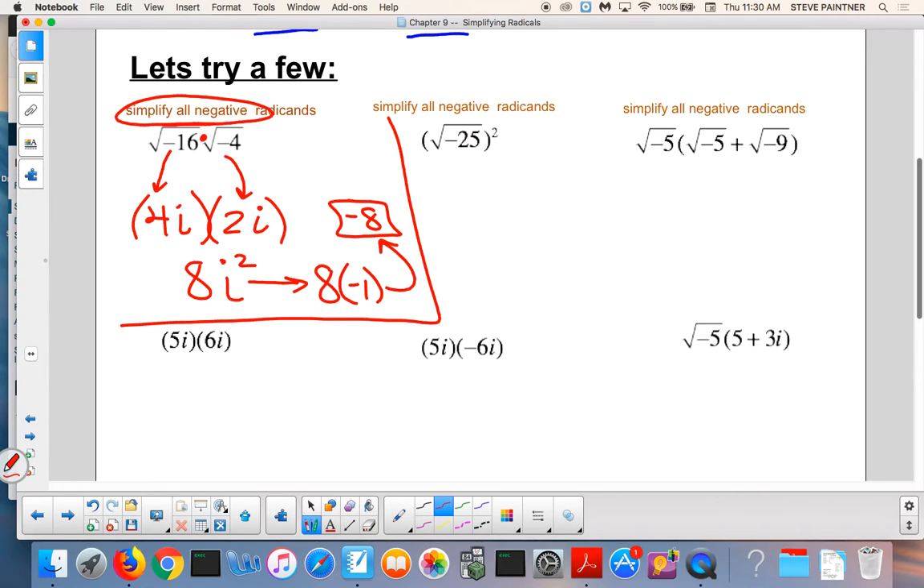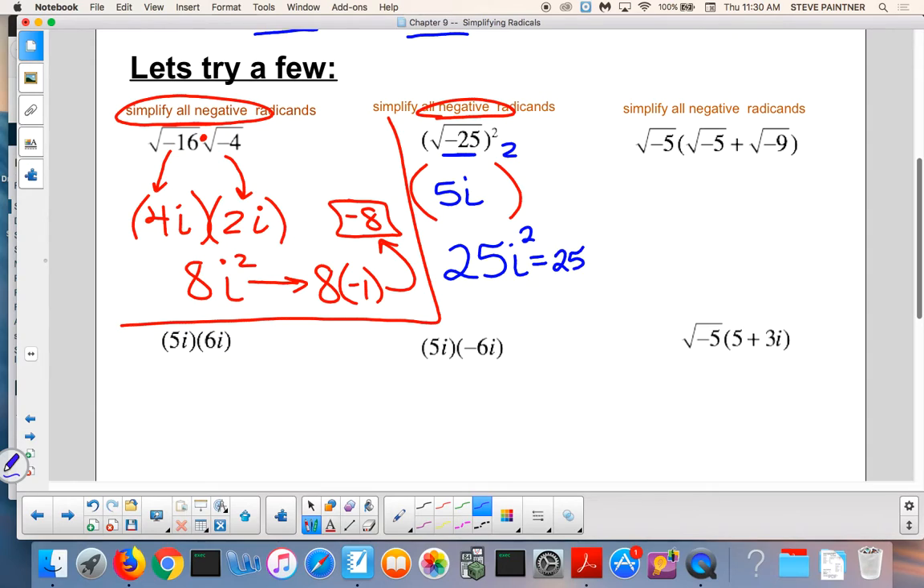Continue. Ready? The square root of negative 25, take all of it, and square it. Well, simplify your negative radicand. What is this inside here? It's 5i. But then you've got to square it, don't you? Go back to chapter 5 now in your head. When you multiply two numbers and you square everything, you square the 5 and get 25. You square the I, I squared, which turns into 25 times negative 1. Which means the answer is?